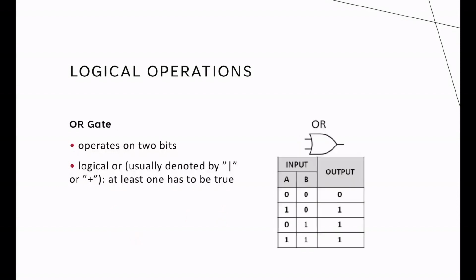And OR is that any of them, if any of them is 1, the output will be 1. The only case that is not going to be 1 is that none of them is 1. So if the input is 0, 0, the output will be 0. Other than that, if A or B is 1, then the output is 1, right? So we use a plus or addition sign for it. A plus B means A or B.